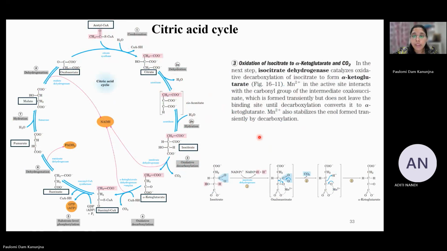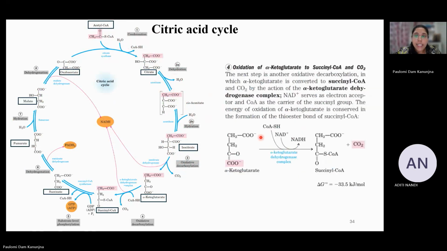Okay. What is next? Next is your alpha ketoglutarate is further oxidized to succinyl coenzyme A. During this time, you are releasing carbon dioxide. This is again an oxidative decarboxylation step, and this is by alpha ketoglutarate dehydrogenase complex. Complex means there are several enzymes that have come together to accomplish the reaction. This step also leads to the generation of NADH.